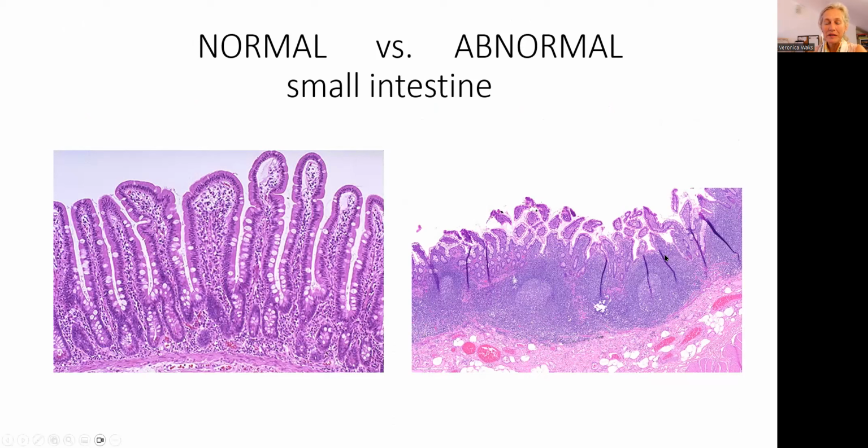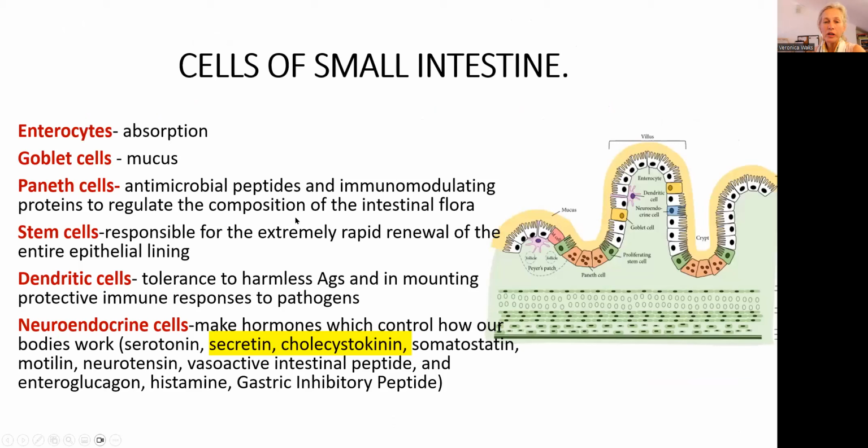On the right, you can see where there is inflammation, villi are flattened, crypts are gone, and you can see sites of inflammation. Also, in a previous video, I said that these villi have numerous cells on their surface, including neuroendocrine cells. The purpose of the neuroendocrine cells is to produce different types of local hormones. In the previous video, I talked about serotonin. Today, the conversation is about secretin and cholecystokinin.